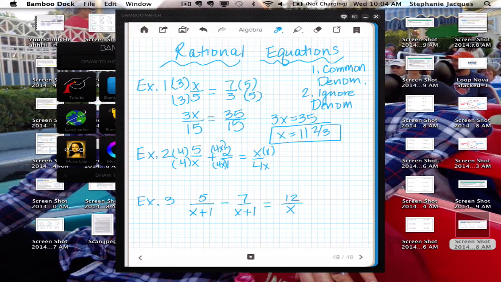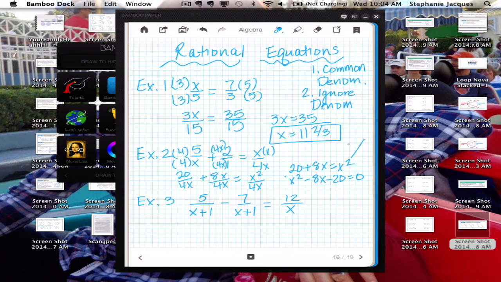So now I'm going to look at my equation. I have 20 over 4x plus 8x over 4x equals x squared over 4x. Ignore your denominator and solve. So I have 20 plus 8x equals x squared. I know there's an x squared, so what I'm going to do is bring over my 8x and my 20. So I'm going to subtract them. So I get x squared minus 8x minus 20 equals 0.